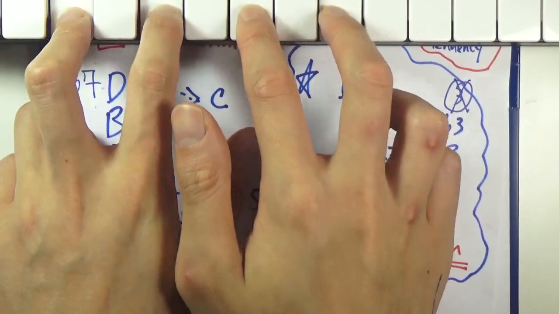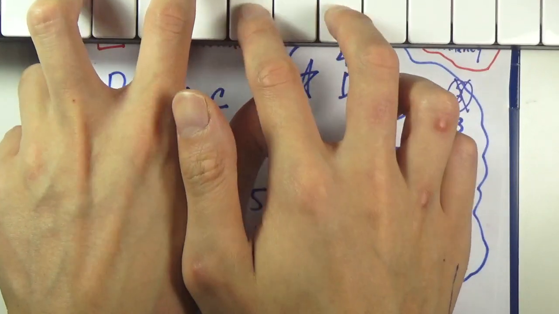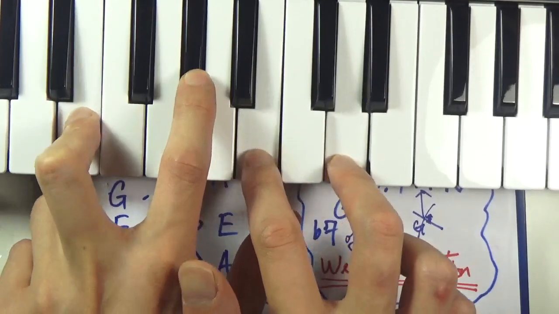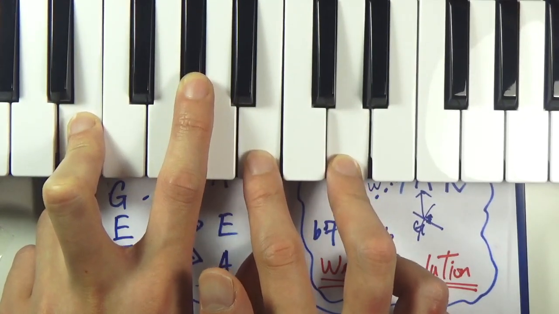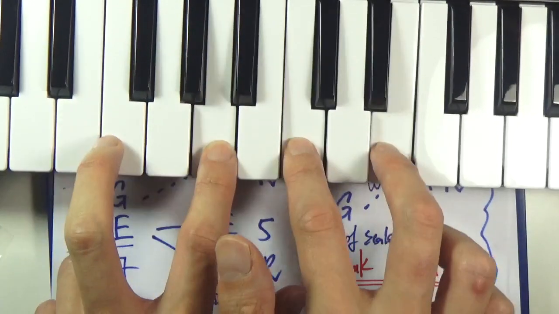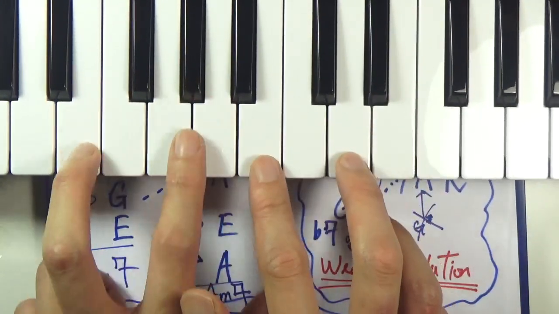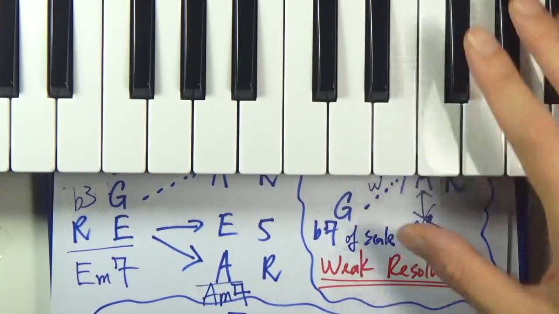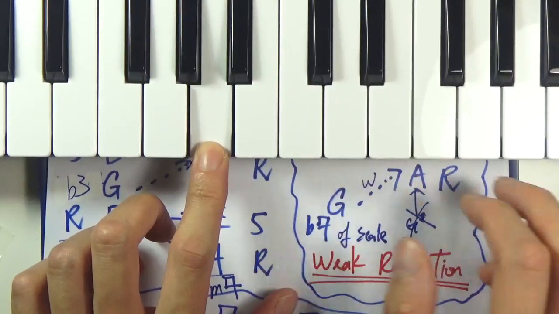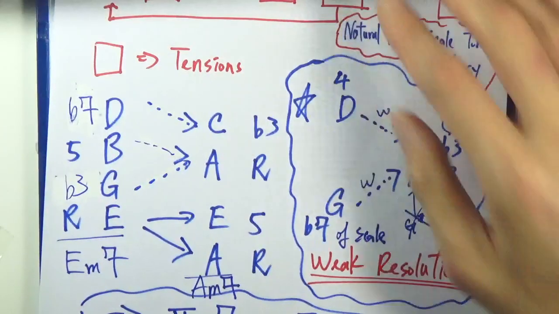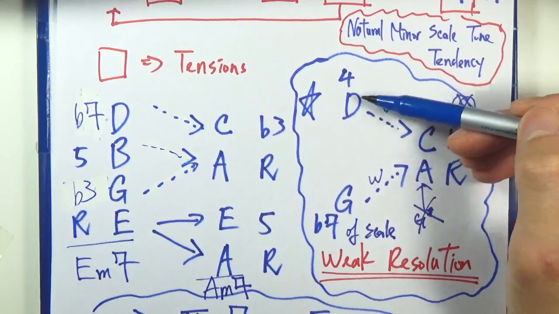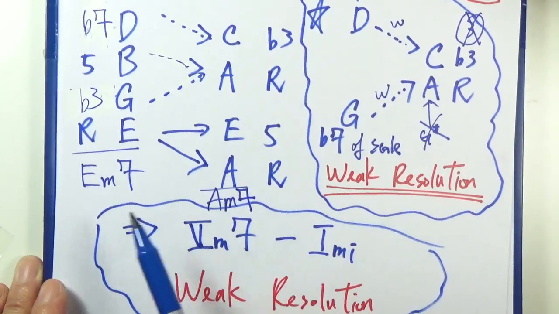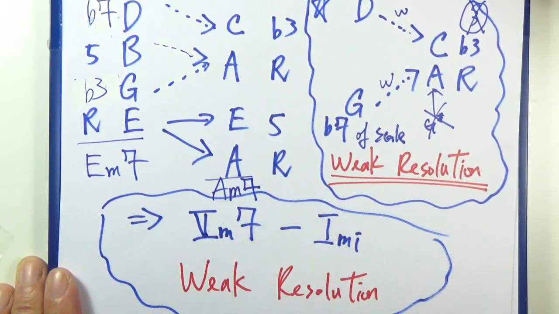If I change one note, changing the G to G sharp, which is actually a harmonic minor, and we will talk about that in a later video very soon, the resolution would become much stronger. Alright, but again, E minor to A minor, that's our resolution here. Alright, so to recap, D to C is a weak resolution, G to A is a weak resolution. So as a whole, 5 minor 7 to 1 minor is actually also a weak resolution.